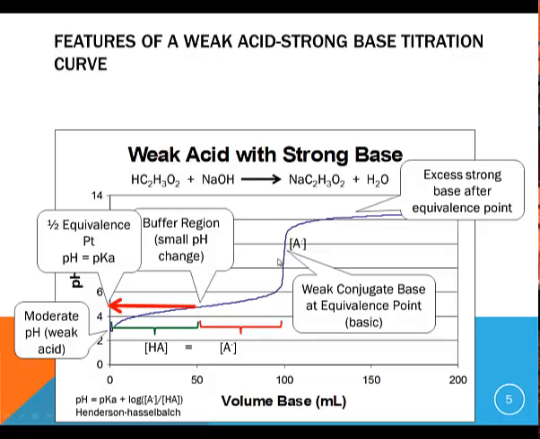Now let's go to the equivalence point of the weak acid strong base titration. At the equivalence point, I've used up all my weak acid. I don't have any excess strong base. All I have is my basic salt, and I've represented it as A minus. So this solution will be basic at the equivalence point. And then one more drop, and I get excess hydroxide ion from the strong base, and my pH spikes very high.